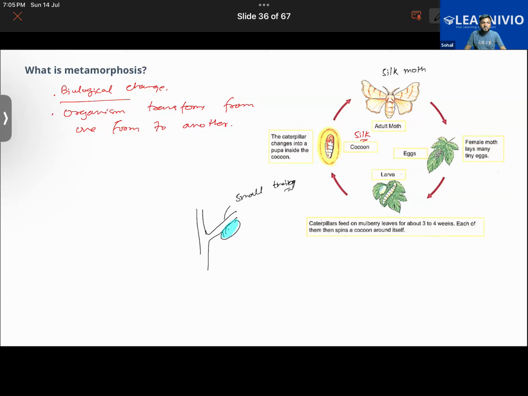Furthermore, we are going to be learning about parthenogenesis also. There we'll learn that concept in detail, where an embryo develops without fertilization, meaning that an egg develops into an embryo without fertilization. So that thing we'd be learning later on.